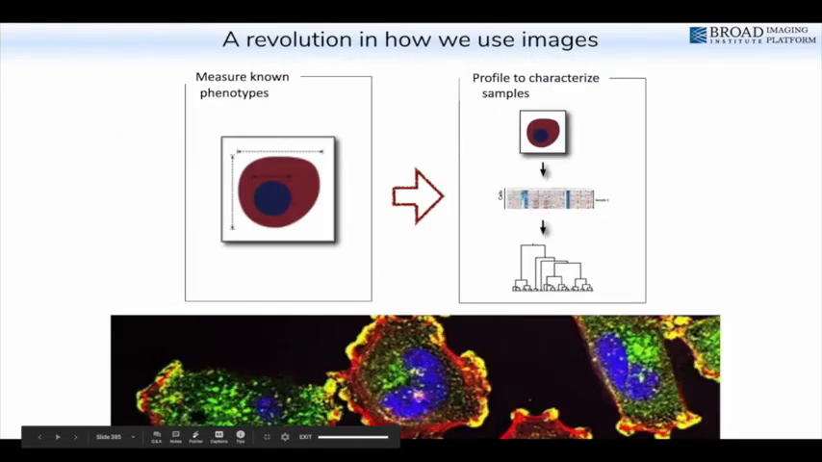So I hope you enjoyed this little tour from measuring what we know we want to measure to using images as a data source and letting the cells tell us their experience and their response to different perturbations.